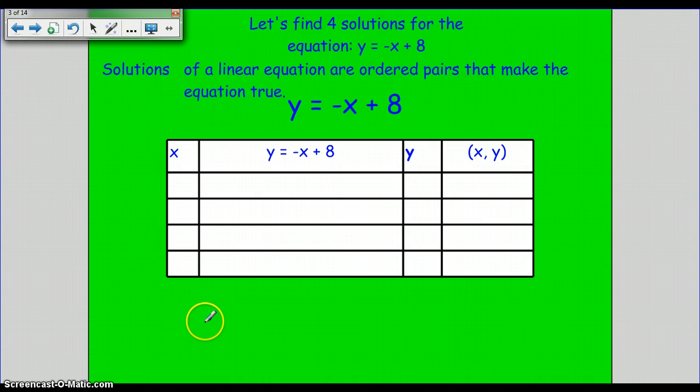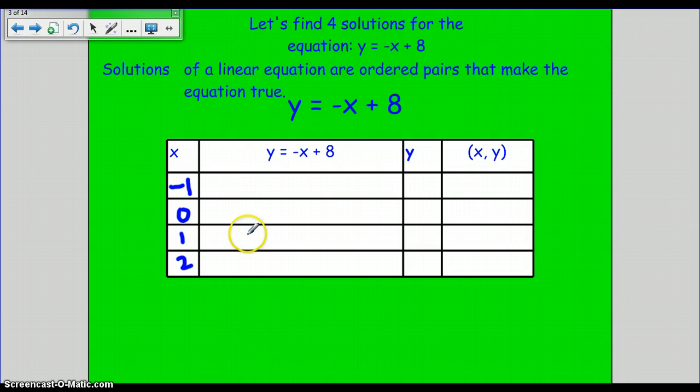Okay, so what we're going to do is find solutions to this equation. So we have y equals negative x plus 8. Solutions of a linear equation are ordered pairs that make the equation true. Now remember, x is independent, so we can assign values for x, and y is dependent on whatever x is. So what I like to do is make sure that we have a negative value, 0 of course, and then positive values. So I just keep it simple. Negative 1, 0, 1, and 2. So that's what we pick for x.